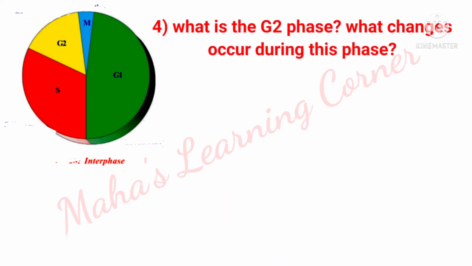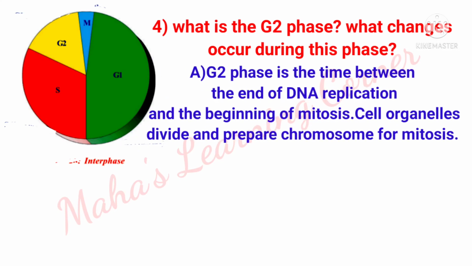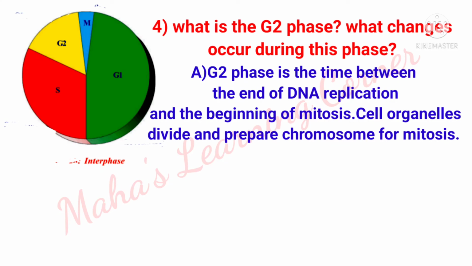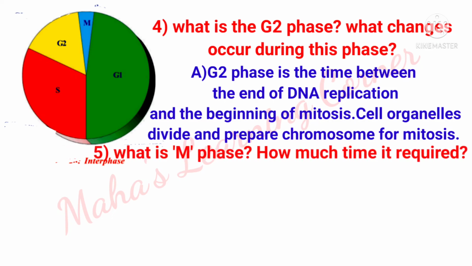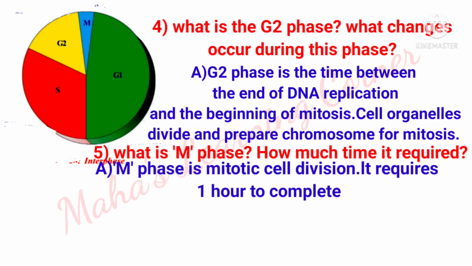Next one, what is G2 phase? What changes occur during this phase? G2 phase is the time between the end of DNA replication and the beginning of mitosis. Cell organelles divide and prepare chromosome for mitosis. Next question, what is M phase? How much time is required? M phase is mitotic cell division. It requires 1 hour to complete.